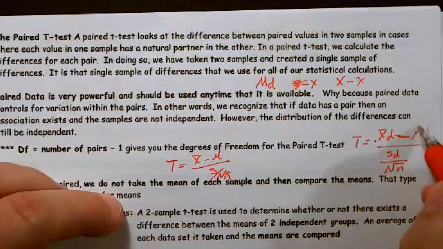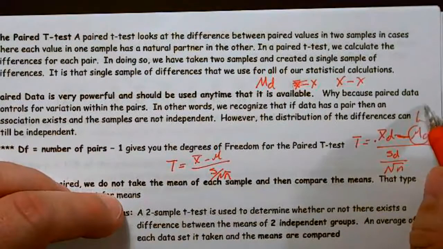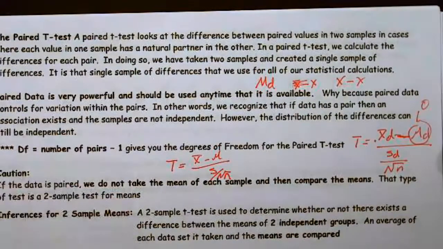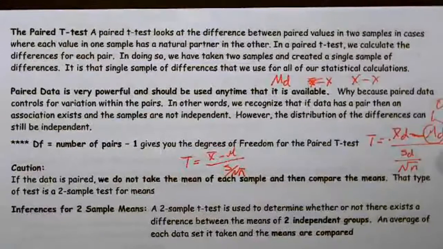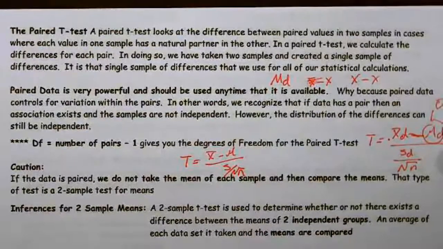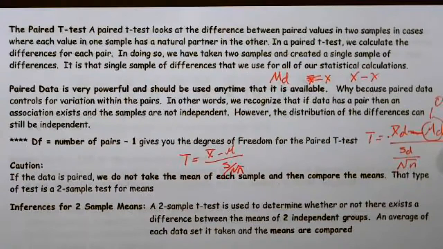Now, most of the time, if not all, the mean of the paired differences will be 0 because you're expecting there to be no difference, right? That's typically what happens, but not always. Paired data is extraordinarily powerful, and you should use it anytime you possibly can. And why? The reason is it controls for differences between the pairs.